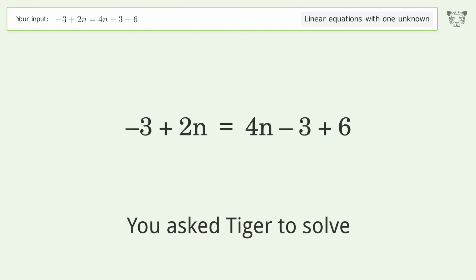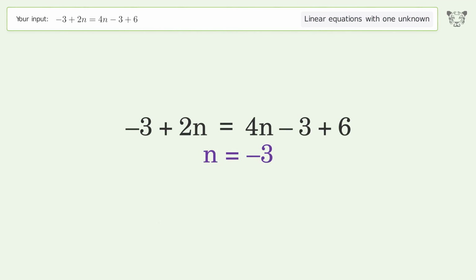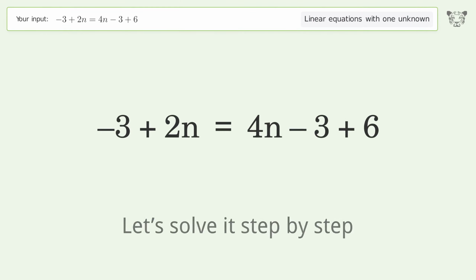You asked Tiger to solve this. It deals with linear equations with one unknown. The final result is n equals -3. Let's solve it step by step.